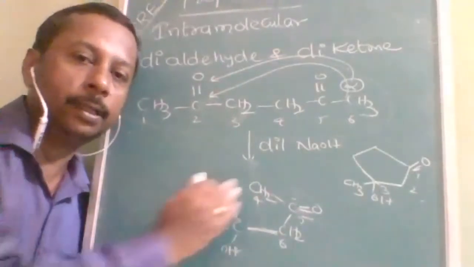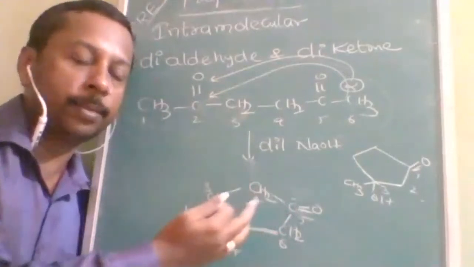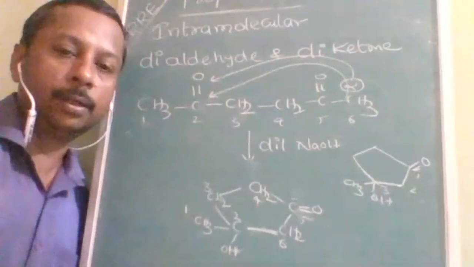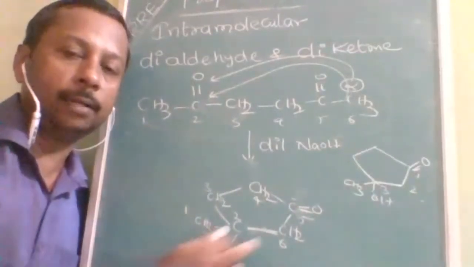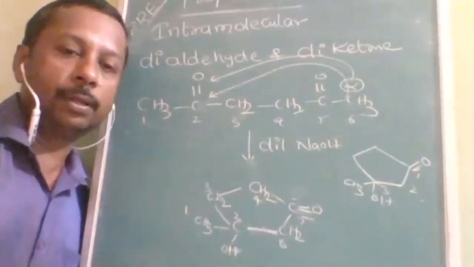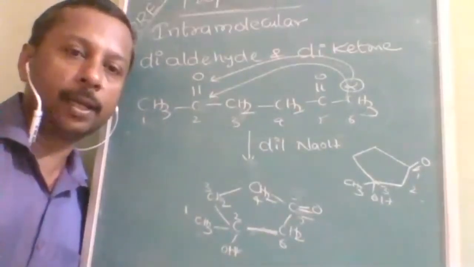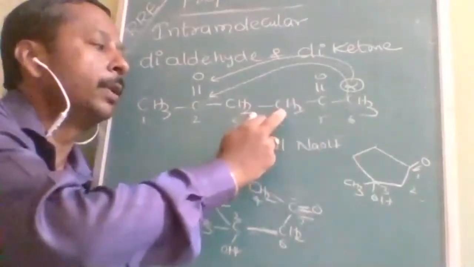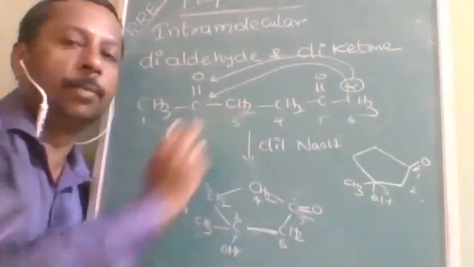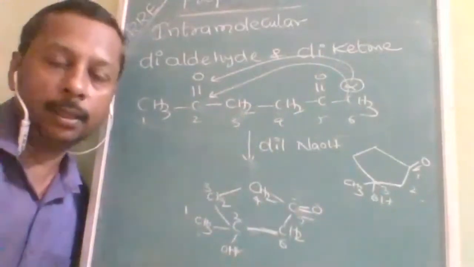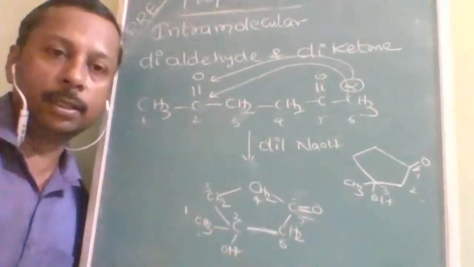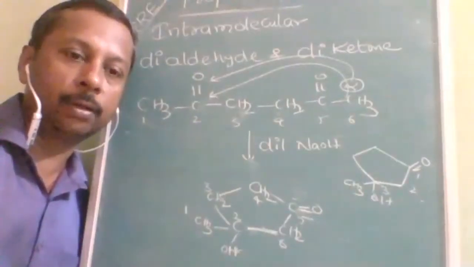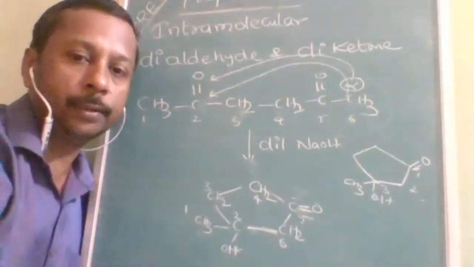Apart from this, the question can be expanded by heating. On heating, what happens? Alpha, beta unsaturation takes place. Like this is an alpha carbon, suppose, then between alpha and beta there will be a double bond. I think this part is very clear. This topic is very important. Try to solve all the questions related to aldol condensation and score high.